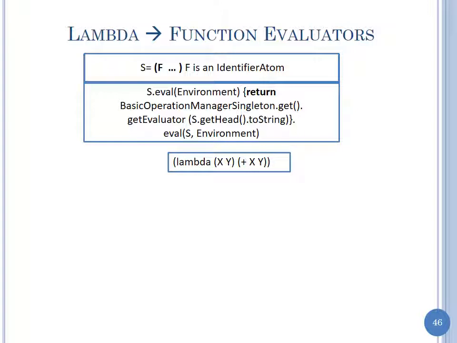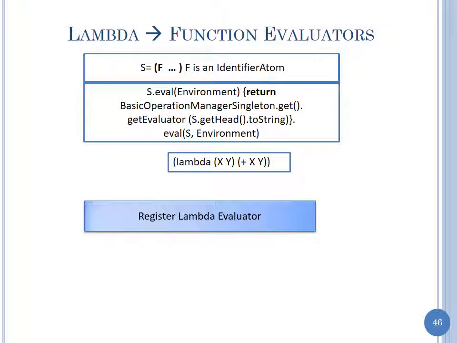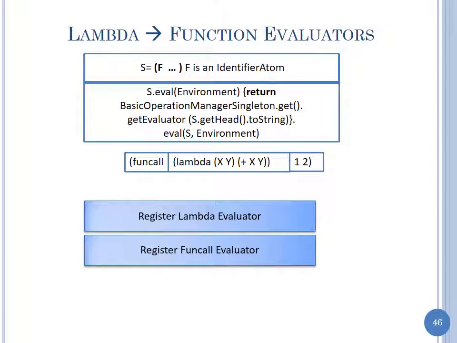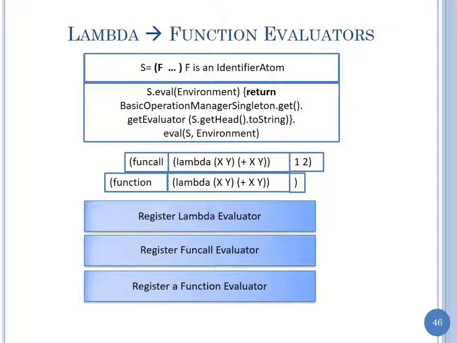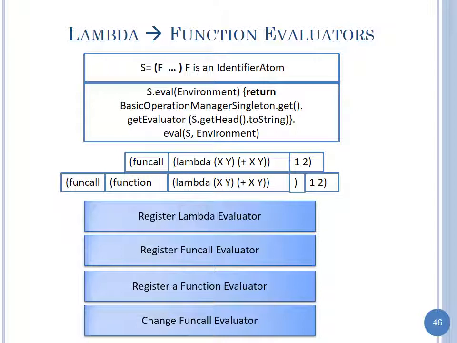When we had just lambda expressions, we registered a lambda evaluator. When we did a func call around it, we registered a func call evaluator. Now I'm allowing functions also, so I need a function evaluator. And I do a func call on function too, so I have to change my func call evaluator. So we're getting into the details of what we have to do.